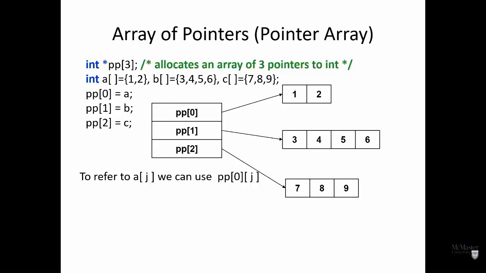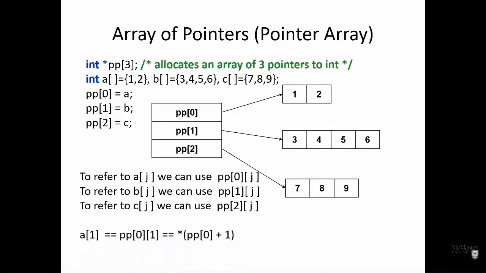you can say A is pointed to by BB[0], and then you can use another index here, J. BB[0][1] will be 2, right? And the same thing for these. So A[1] is completely equivalent to BB[0][1].